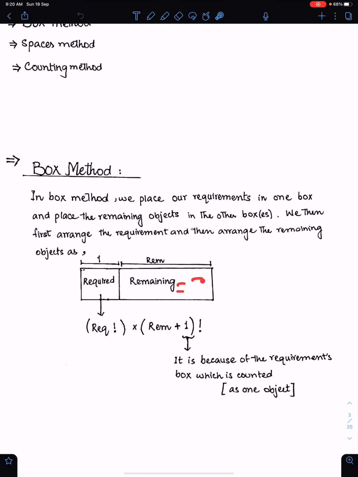If remaining objects are 7 and requirement are 2, so we will write 2 factorial here, and 7 plus 1, 8 factorial. Plus 1 is because of this object, because requirement is always considered as a single object. So if we have 7 objects here, then with this one, remaining plus 1 will become 8 factorial. So this is the way to arrange the objects together by box method.